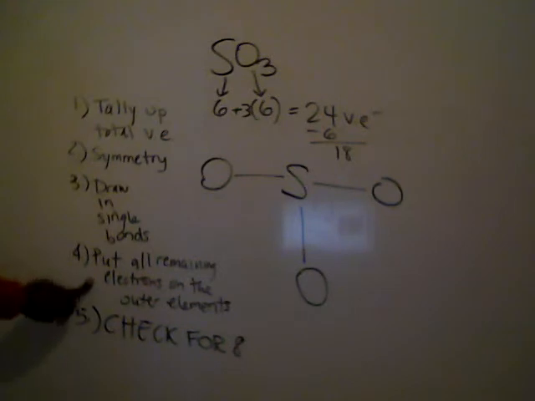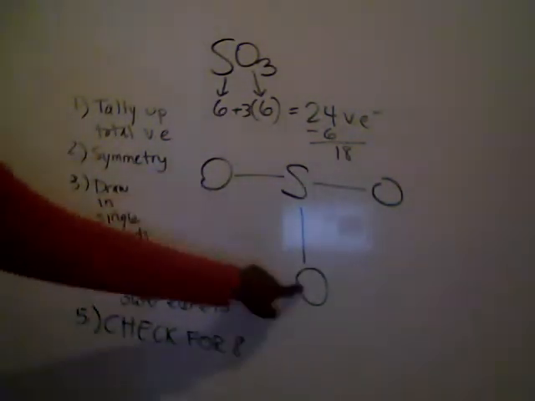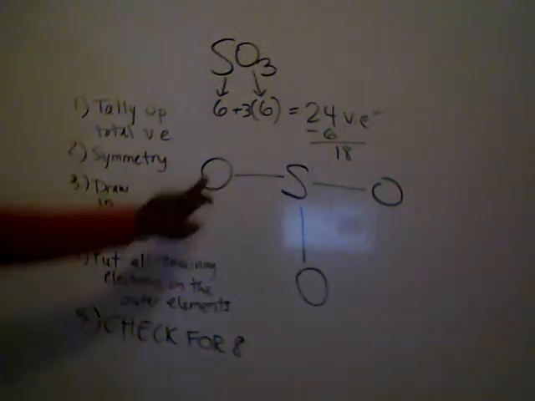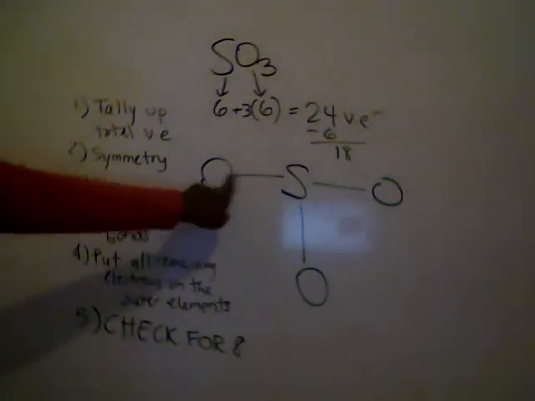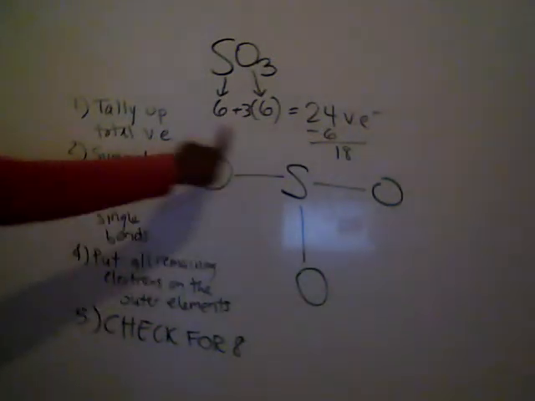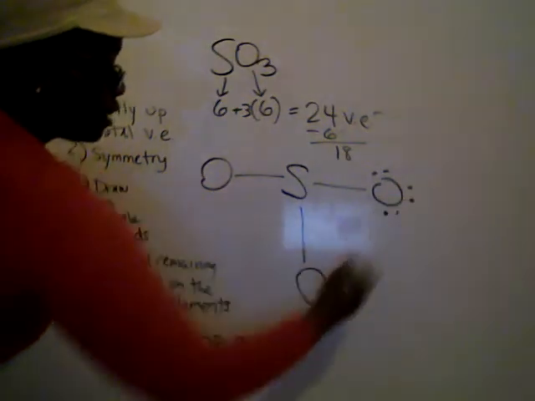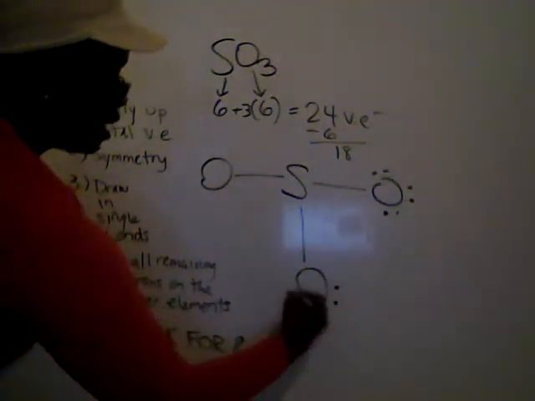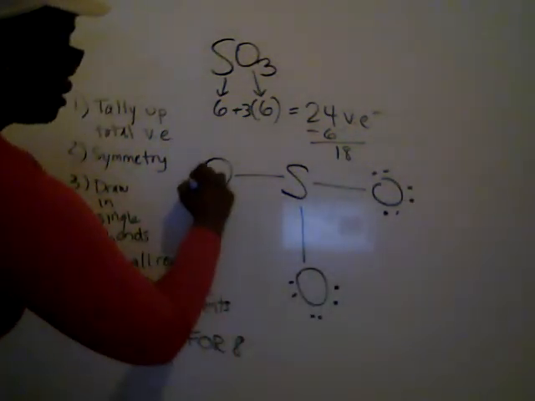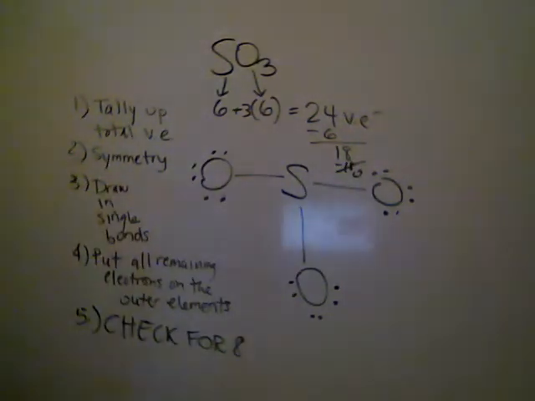Okay? Now we said that once we draw in those single bonds, we're then going to put the remaining electrons on the outer elements. In this case, we don't have hydrogen, so we actually do want to fill up all of these outer elements first. So if we look at this, each of these oxygens already has 2 electrons, so we're going to give each of them the 6 more that they need so that they'll have 8. So I'll do 1, 2, 3, 4, 5, 6, 7, 8, 9, 10, 11, 12, 13, 14, 15, 16, 17, 18. So we've actually used up all 18 that we had left. So we have no more electrons left.